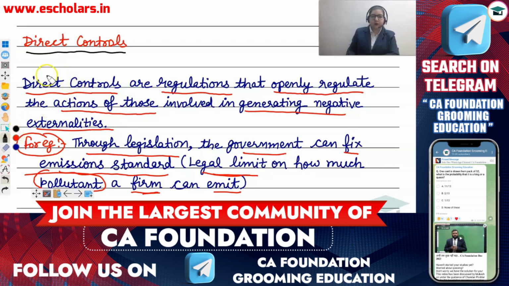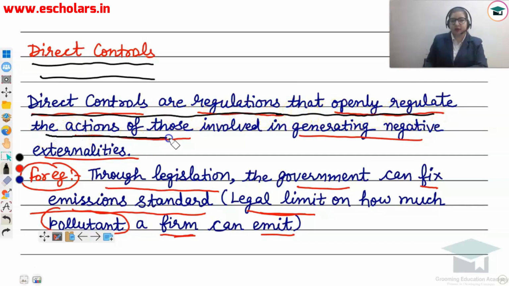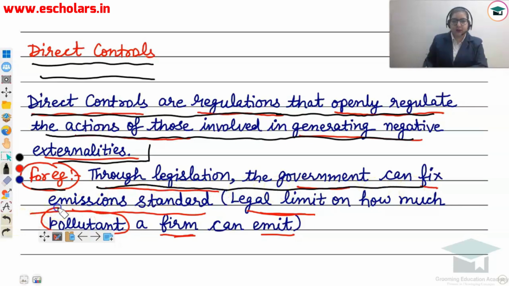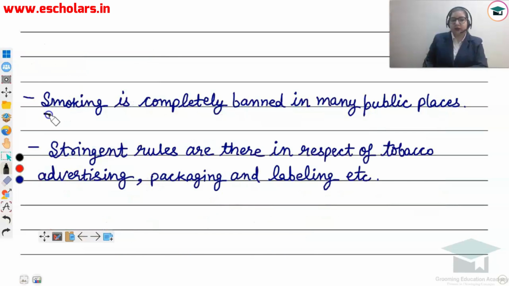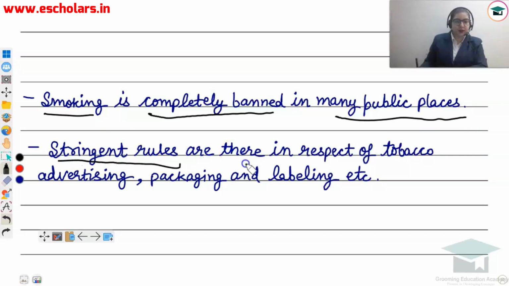Okay. So let's recall it. Direct controls. Direct controls are regulations that openly regulate the actions of those involved in generating negative externalities. For example, through legislation, the government can fix emission standard, legal limit on how much pollutant a firm can emit. Further, smoking is completely banned in many public places by the government, right? And stringent rules, that is the strict rules, are there in respect of tobacco advertising, packaging and labeling.